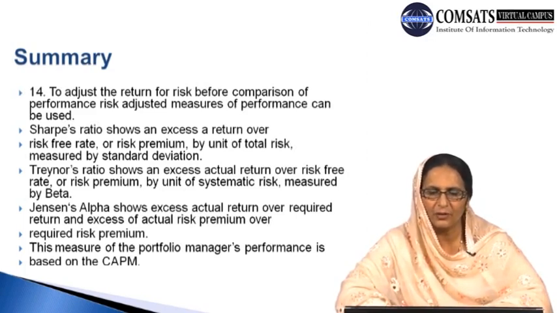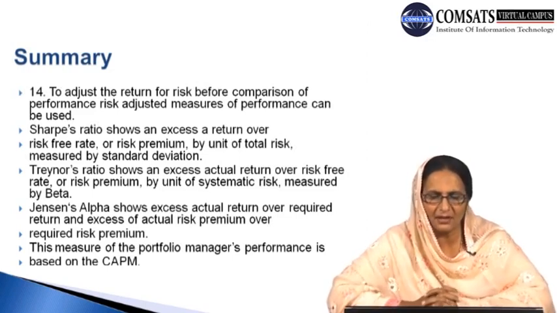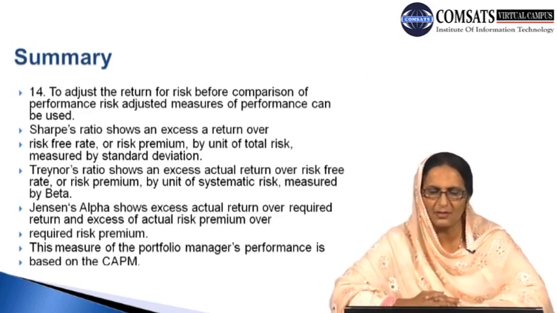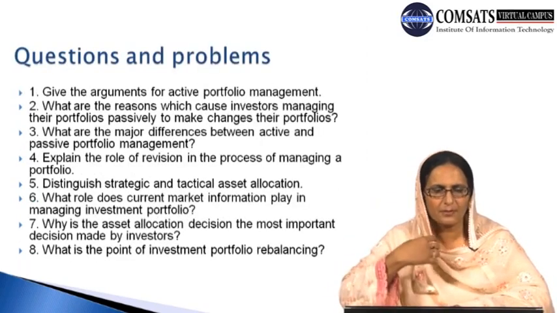The Treynor ratio shows an excess actual return over the risk-free rate, or risk premium, per unit of systematic risk measured by beta. Jensen's alpha shows the excess of actual return over required return, and the excess of actual risk premium over required risk premium. This measure of portfolio manager performance is based on CAPM. Then we will discuss the questions and problems of the chapter.